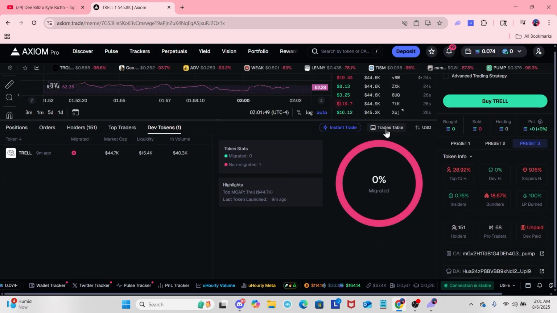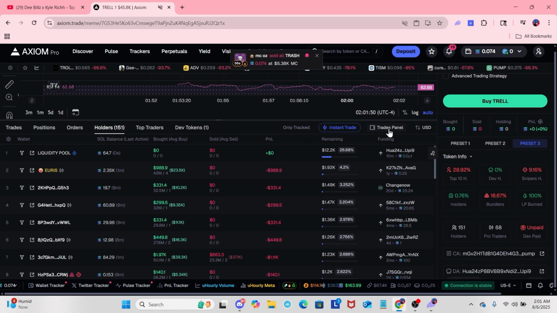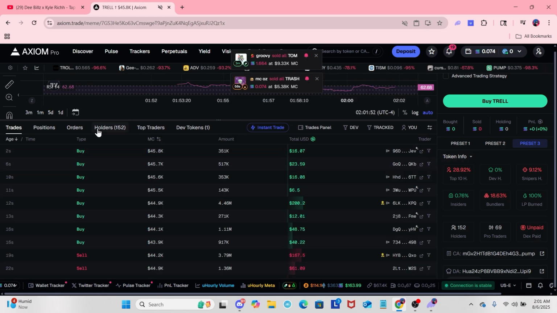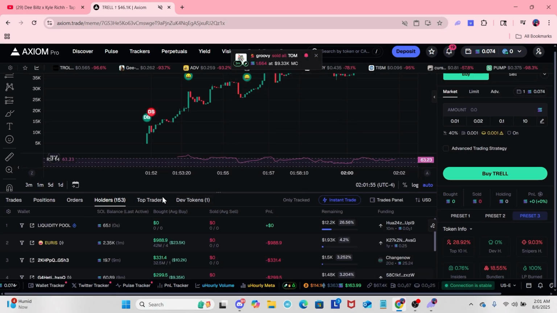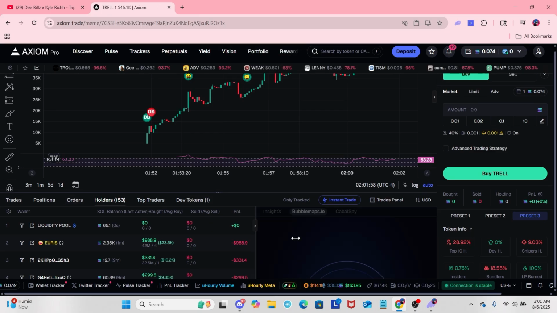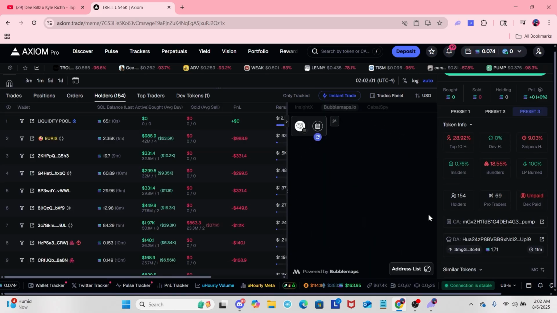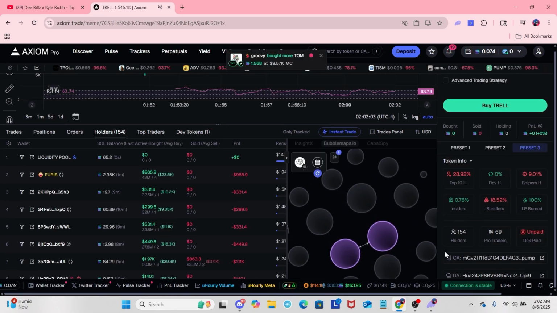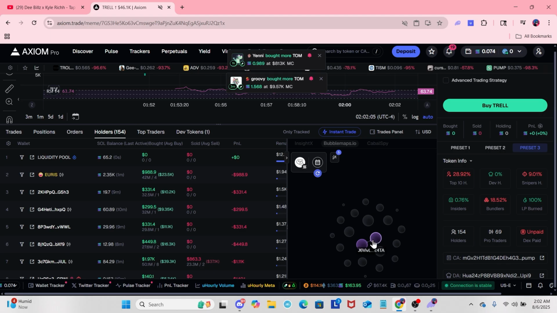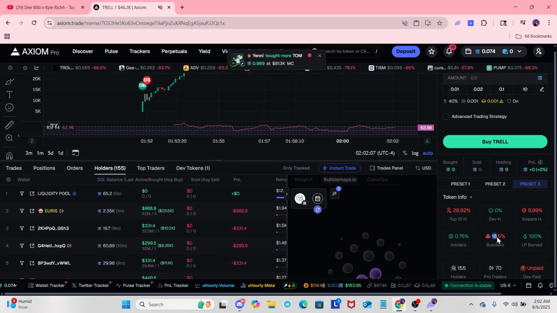But then let's say we go to holders. We go to the bubble map right here. The bubble map basically shows you all the hidden holders, all the stuff that's hiding. For example, sometimes it'll say 18 bundlers right here, but maybe it's a little bit more.